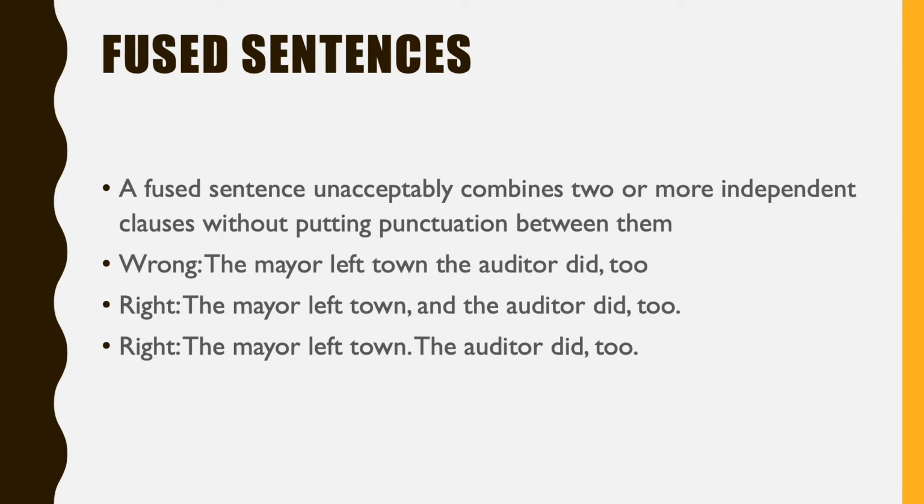have to change it. The first way we can change it is we can add a comma and a coordinating conjunction. The mayor left town, and the auditor did too. When we make this change, we have to make sure that the meaning of the sentence does not change.